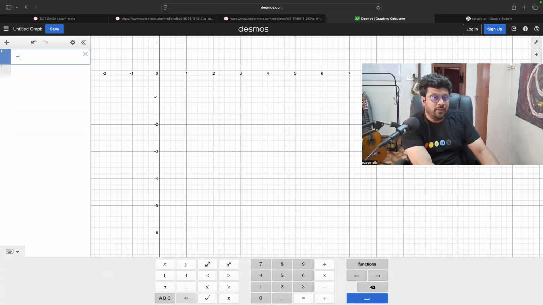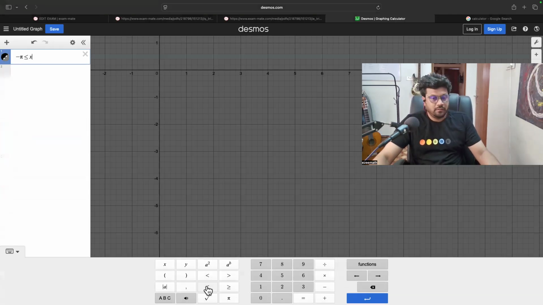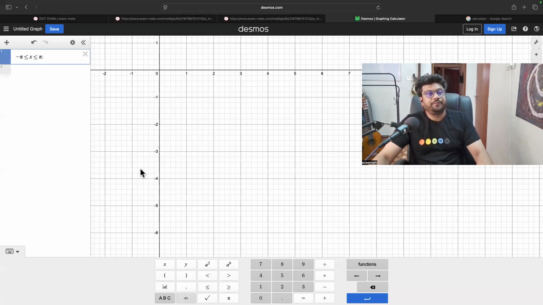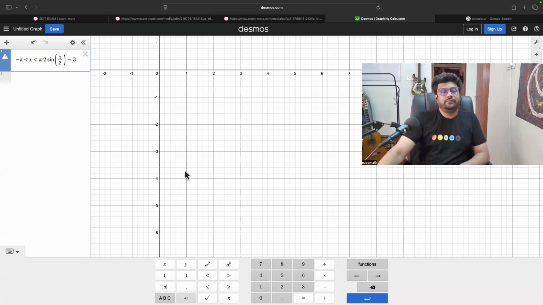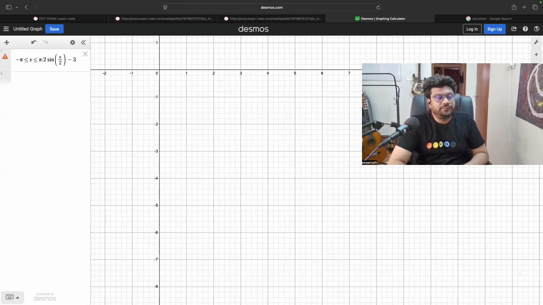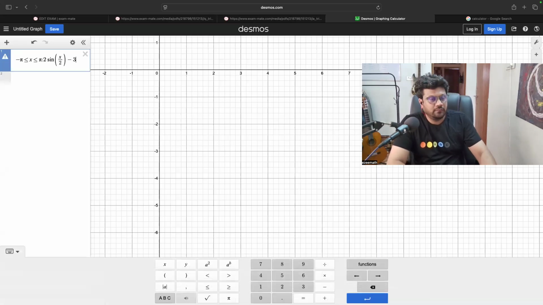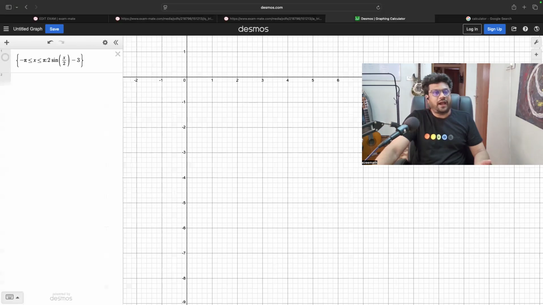How about we go this time minus pi to pi on the domain. A, I'm going to take as 2. B, I'm going to take as 1 by 2. Sine of x by 2. Okay, that's not correct. Okay, so I want it to be sine of x by 2. And minus 3 maybe. Okay, so there. Now, the thing is, if you want, you can actually go try it yourself. I don't mind.